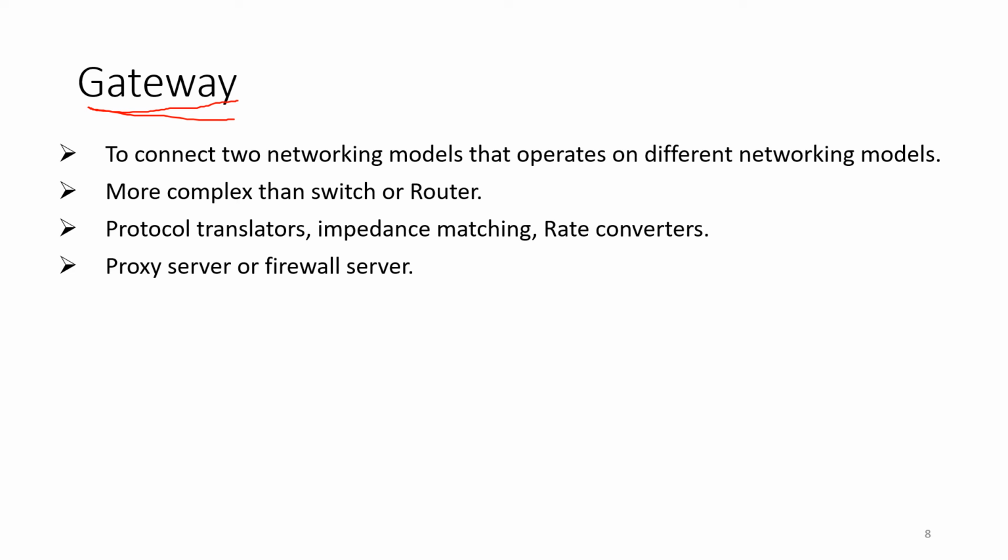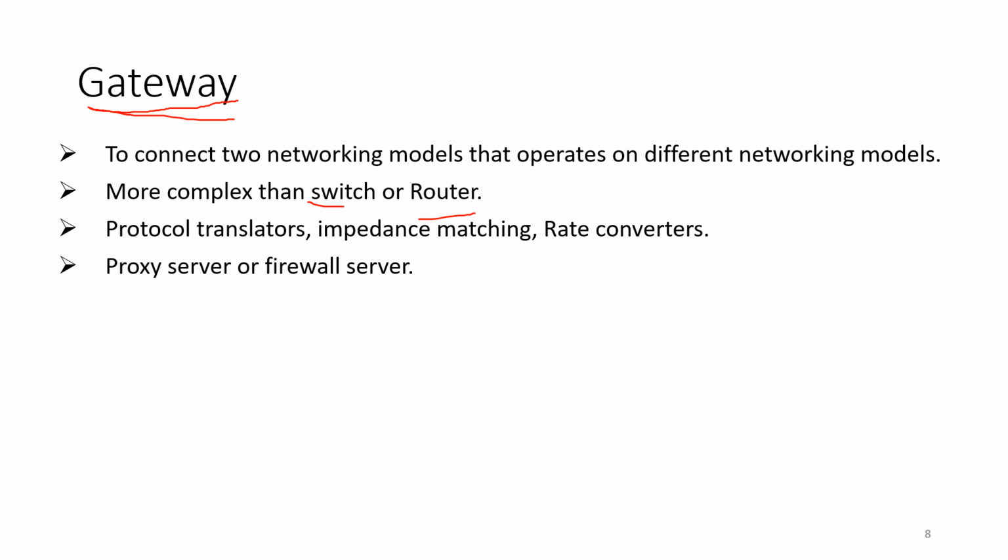one network is operating at 100 Mbps, and the other network is operating at a higher speed, let's assume 1 GB. To match or sync these two networks, we need gateways in between. Gateways have more complex software or algorithms to translate or map between the different networking models, so it is more complex than a switch or router.